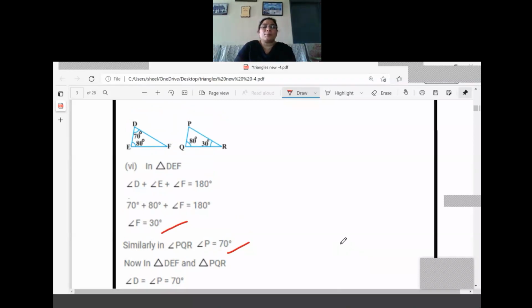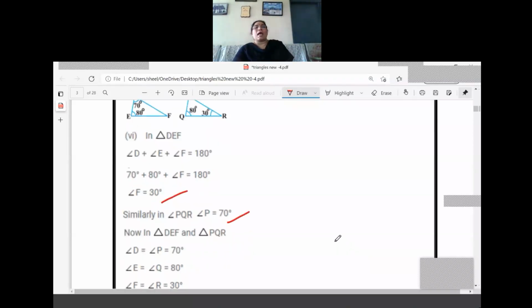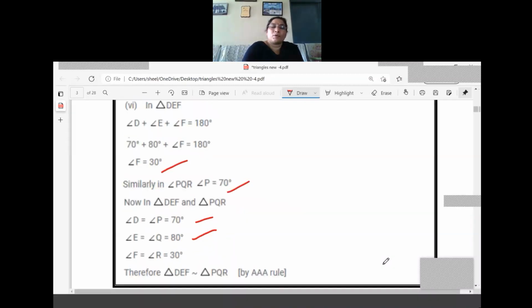Now, how to write the similarity? How to check the criteria there? Angle D, if you take it, has the corresponding angle P only. Both are equal to 70 degrees, right? Angle D, then angle P. Now, what is the next step? Angle E and angle Q. Angle E and Q equal to 80 degrees. Then what is the last angle? Angle F and angle R equal to 30 degrees.